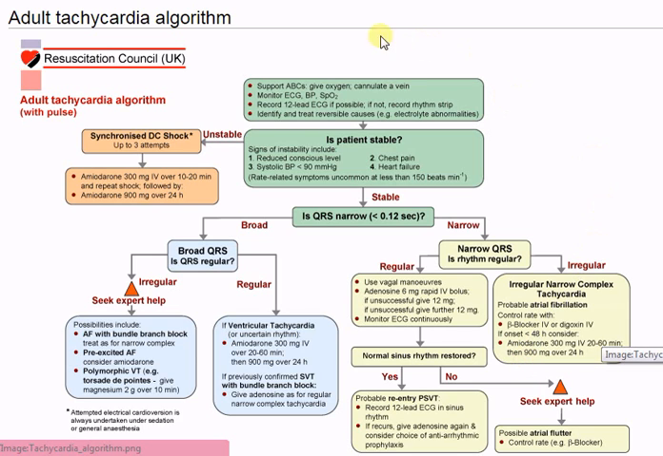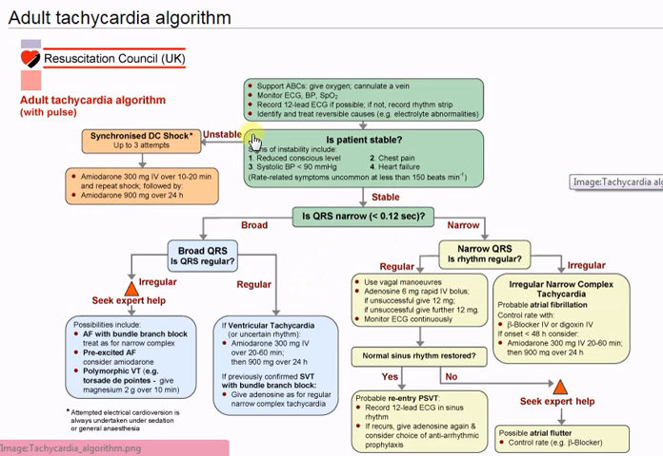So look at the algorithm and what you need to remember. The first thing that you need to look at is the situation of the patient. Is the patient stable? If unstable, you make a shock. You can try 3 times with amiodarone, and if the patient is stable, you look at the QRS complex. It's narrow or it's broad, regular or it's irregular, and what you need to remember.